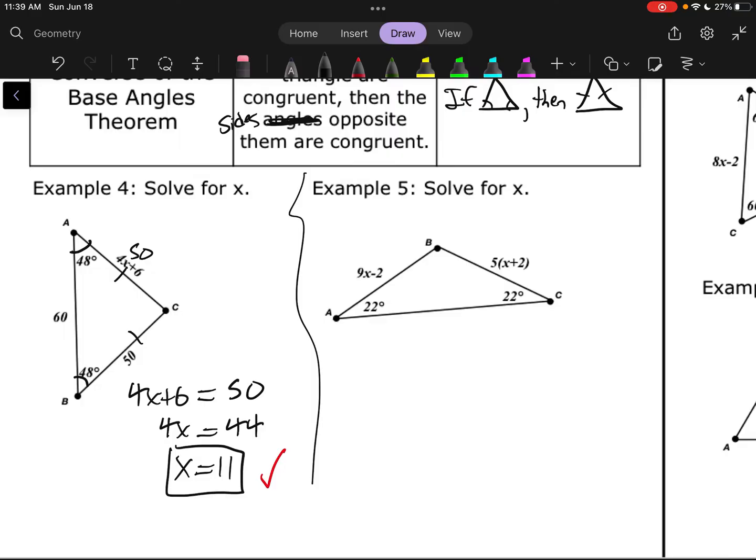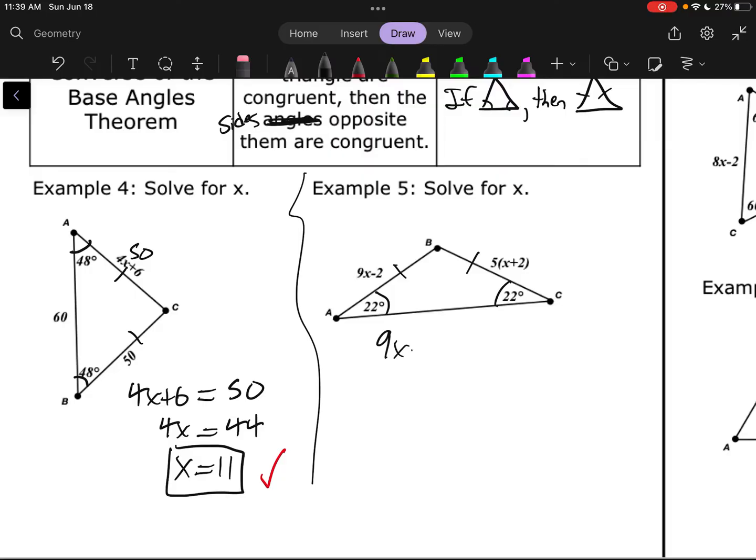Now, just be careful, that 60 is a complete distraction. That's the base, right? The base is not the same as the legs. It's the legs that are the same. This one shows us these 22-degree angles being the same. That means that these sides have to be the same.